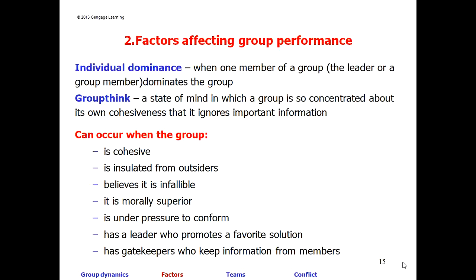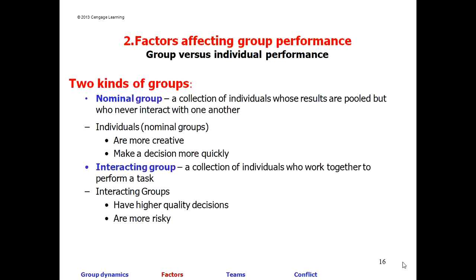It can occur when the group is cohesive, meaning small, is isolated from others, believes it's infallible and morally superior, is under pressure to conform, has a leader who promotes a favorite solution, has gatekeepers who keep information from others. Now, group versus individual performances: two kinds of groups, nominal and interactive groups.